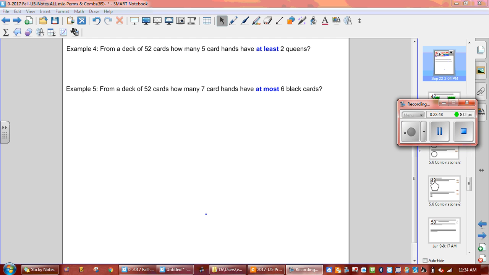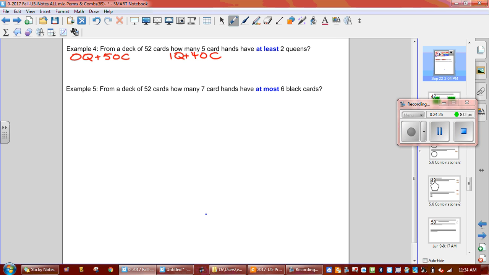Now, again, what can we do? Instead of finding 3 possibilities, find the total and minus the 2, the complement. So the complement would be 0 queens or 1 queen. So we're going to find 0 queens and 1 queen because that is much quicker. So 0 queens plus 5 other cards. 1 queen and 4 other cards. So 0 queens, 4 choose 0, 48 choose 5. Okay, there's our first ones.